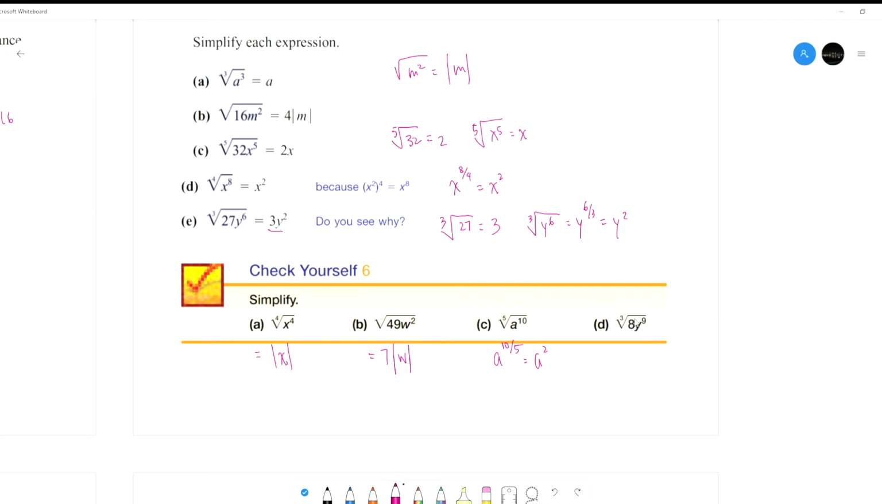Part D is a cube root, so we don't need an absolute value, right? Oh, actually, it's a fifth root too. So we have the cube root of 8 is 2, and y to the 9 over 3. So y to the 9 over 3 equals y cubed. So y cubed. Okay? Any questions with these problems? Okay, moving on.